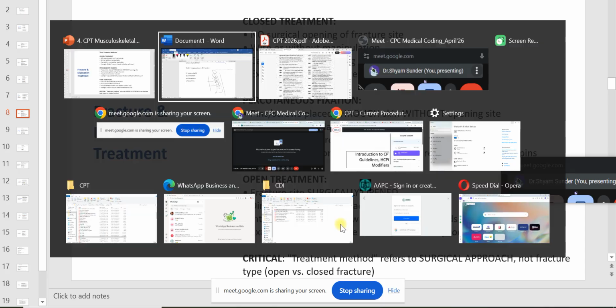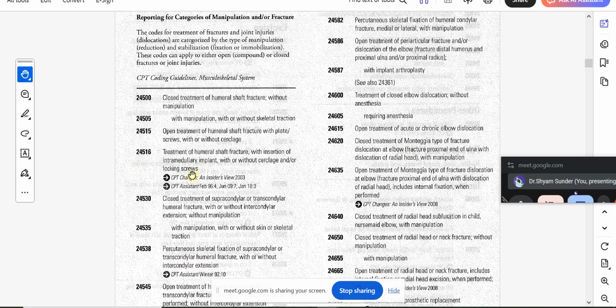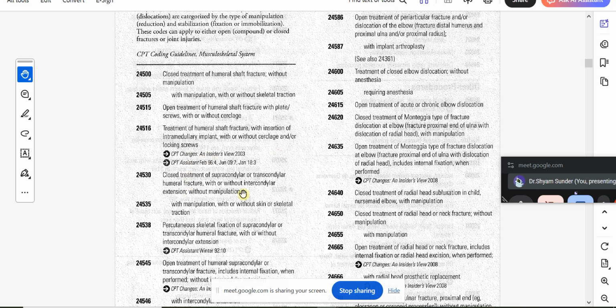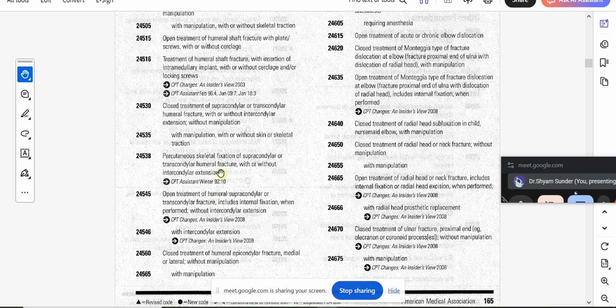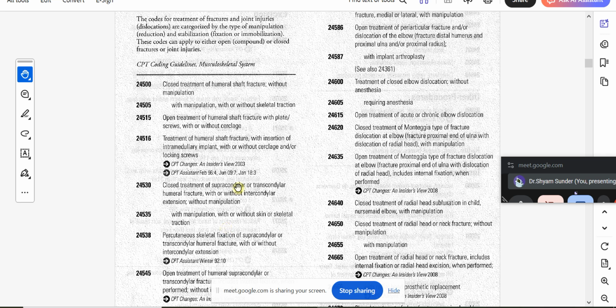So you'll find, for example, for the same humerus, treatment of humeral shaft fracture with incision of intramedullary implant. There are different techniques, but these are all open procedures. If it is percutaneous skeletal fixation, 24538. So there are multiple codes.